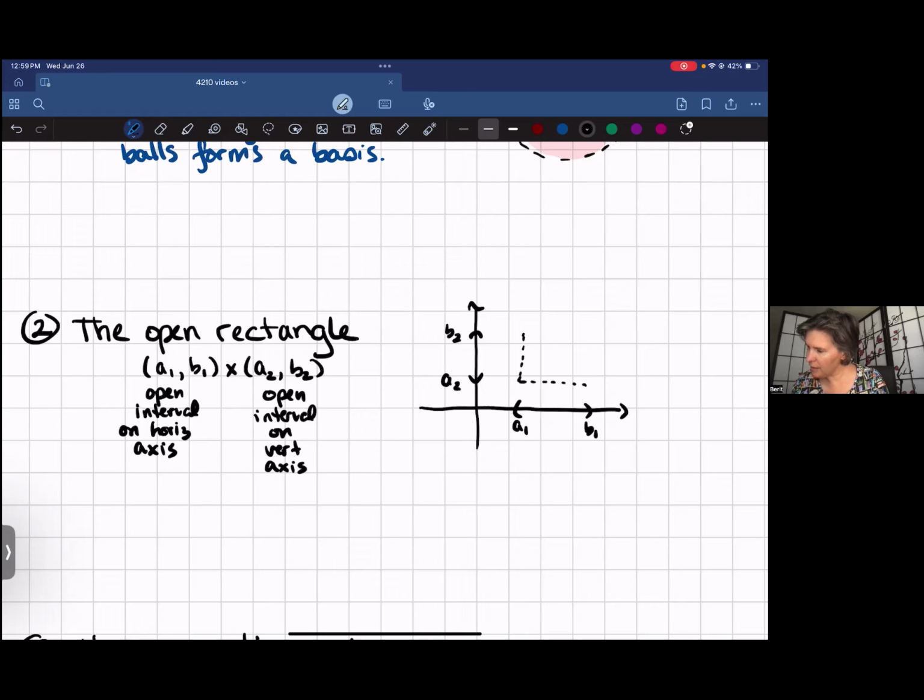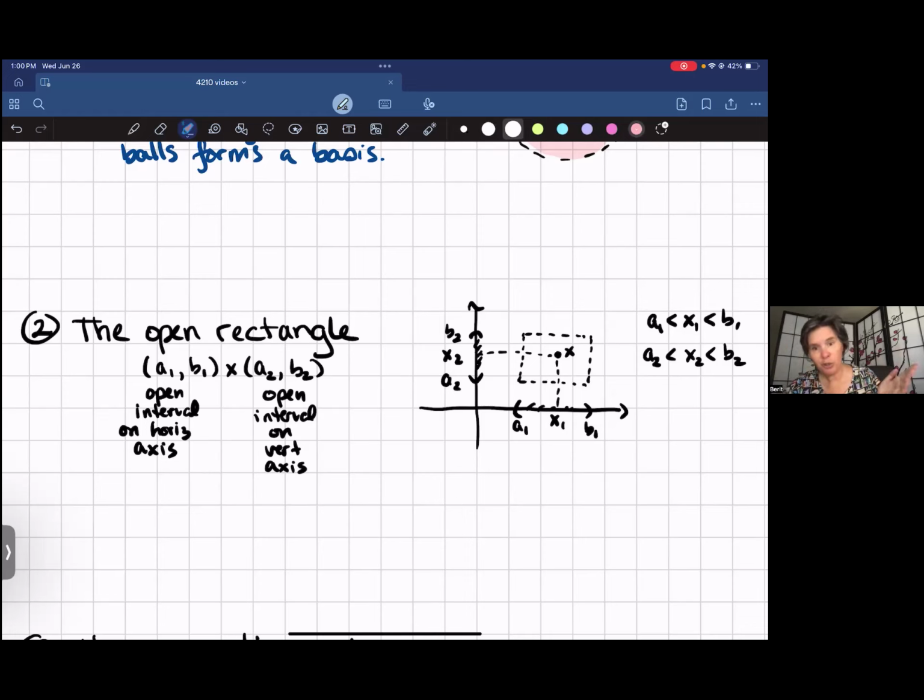So that's all points where the first coordinate falls within this interval, and the second coordinate falls within the vertical interval. So if I take a point X right there, what I can say is that X1 is between A1 and B1, and X2 is between A2 and B2. So here's my X1, here's my X2. So the open rectangle is all of the points where the first coordinate is between A1 and B1, and the second coordinate is between A2 and B2. So here's my open rectangle right here.